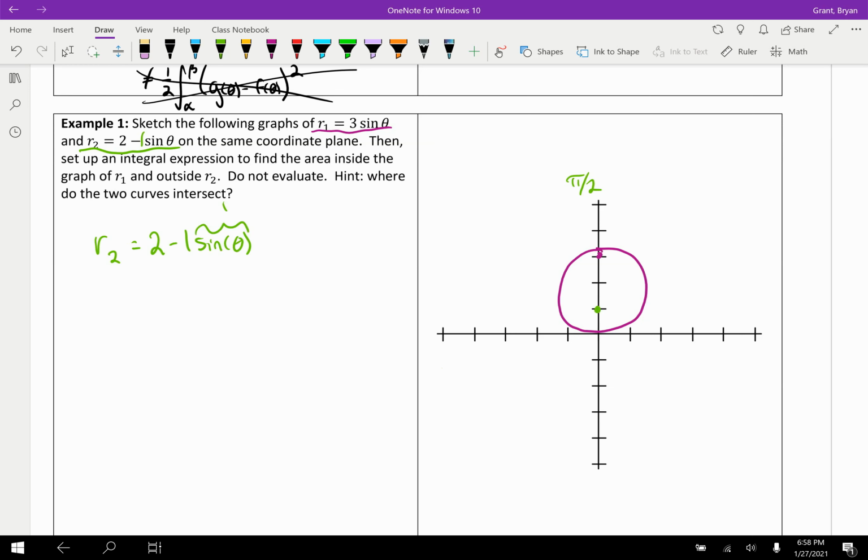And then the smallest sine ever gets is negative 1. That occurs at 3 pi over 2. 2 plus 1 is 3.